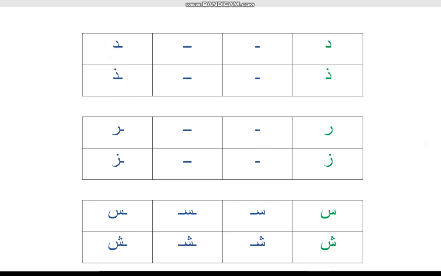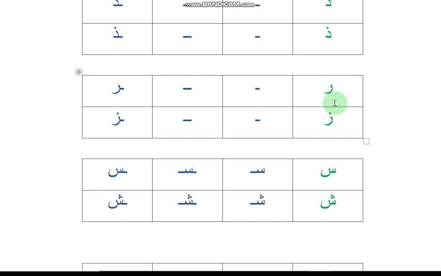Likewise, let's go to Ra. This is Ra in isolation. This is Zai in isolation. And you have Zai at the final stage. It will look like this. Likewise, Ra at the final stage, you look like this.